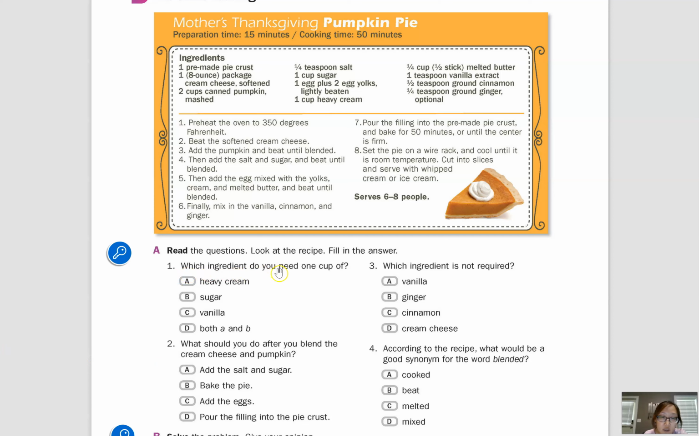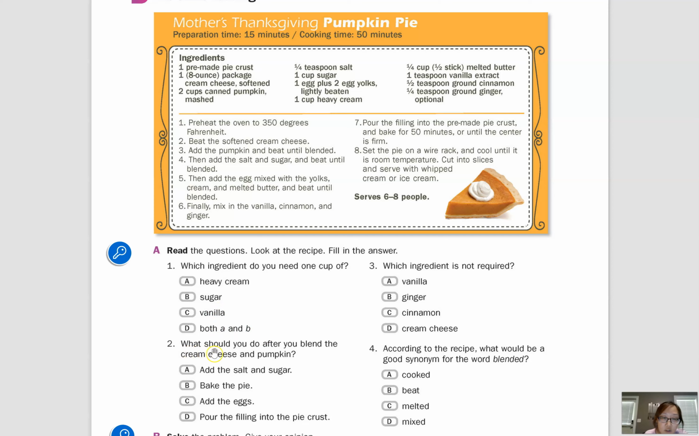Which ingredient do you need 1 cup of? Okay, so if you just skim the recipe quickly, you can see 1 cup here, 1 cup here, and if you look at the answers, we can see that sugar and heavy cream are both the answers. So here, letter D, both A and B is the answer. But if you make a sentence, you can say, you need 1 cup of heavy cream and sugar. Or, of course, you can say you need 1 cup of both A and B, or both heavy cream and sugar. So the answer is D.